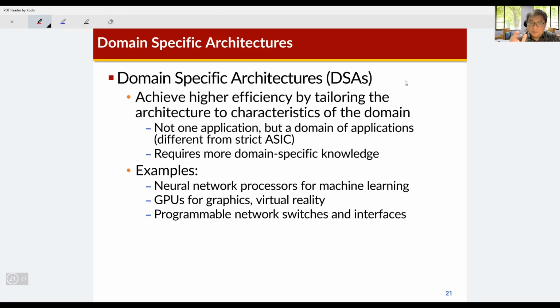So in order to design this domain-specific architecture, we need to know about the specific characteristics of domain-specific applications. Okay, that's why we need to understand the algorithm of the neural networks for designing neural network accelerators, right? So for example, neural network processors for machine learning, DNN accelerators, and GPUs are very famous domain-specific architectures, and then programmable network switches and interfaces. Okay.